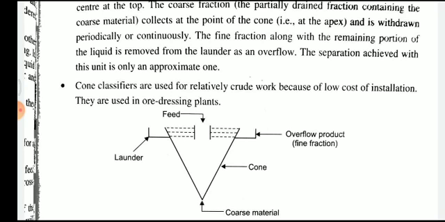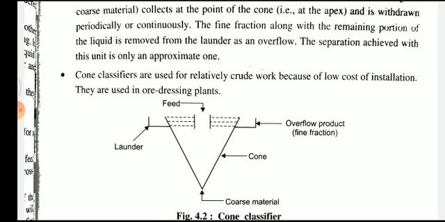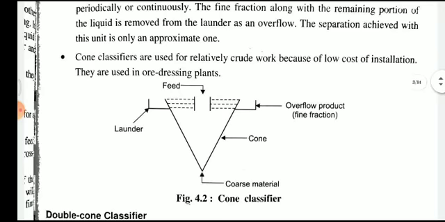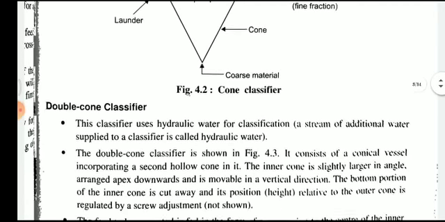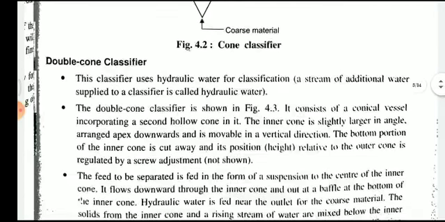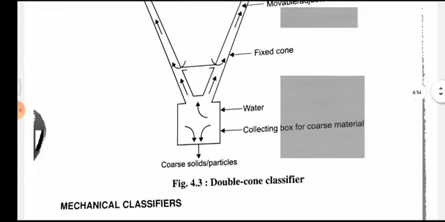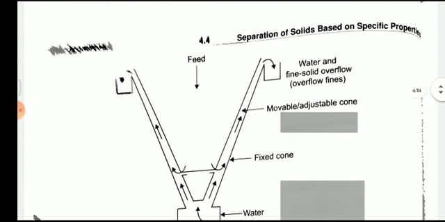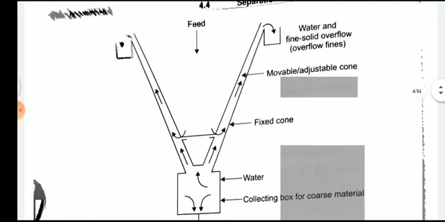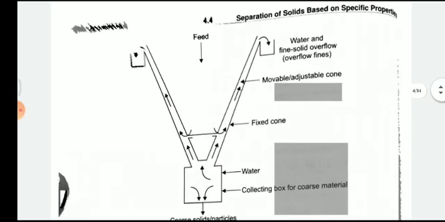Cone classifiers are used for relatively crude work because of the low cost of installation. They are used in ore dressing plants. So this one is a coarse cone classifier. Next is the double cone classifier. The fundamentals are the same in both, but this one is a somewhat different kind of classifier.